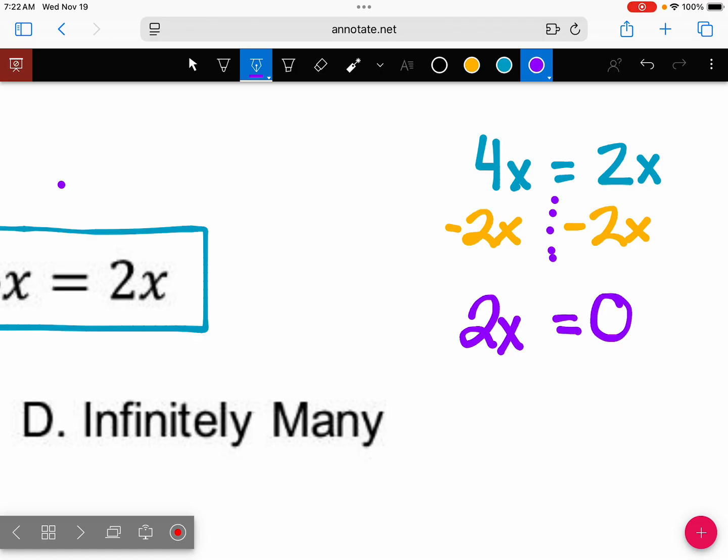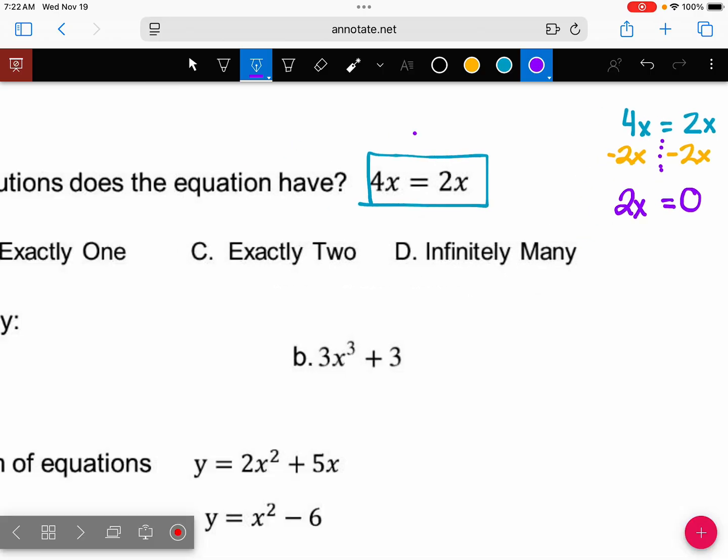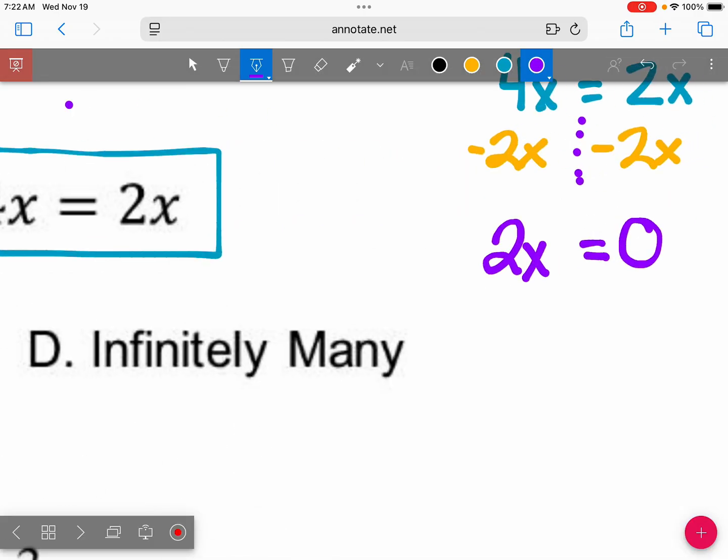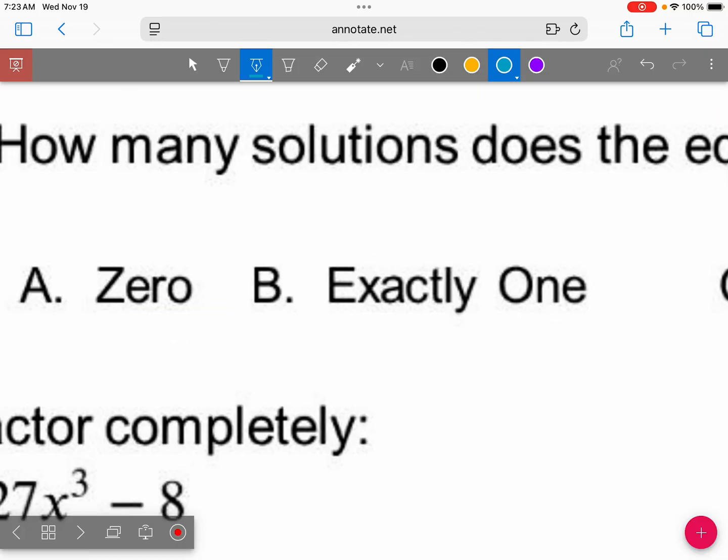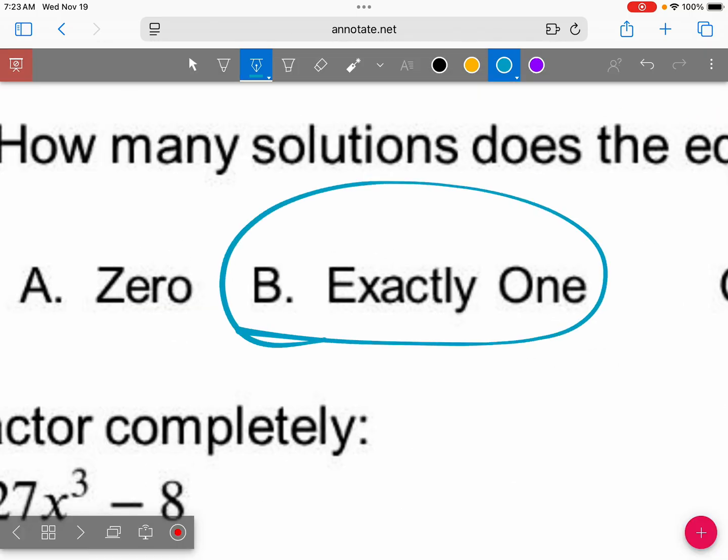Solutions, not situations. 7 o'clock, my brain's also not good. So x equals 0 means there is a solution. There's one solution. It happens when x equals 0. So we have one solution here.